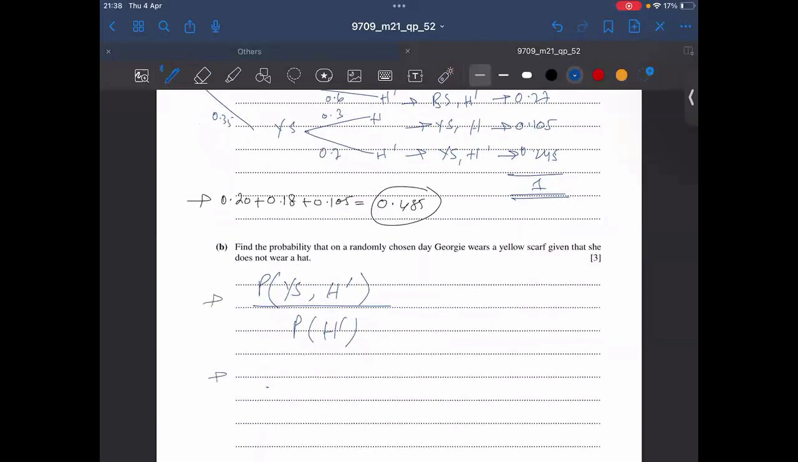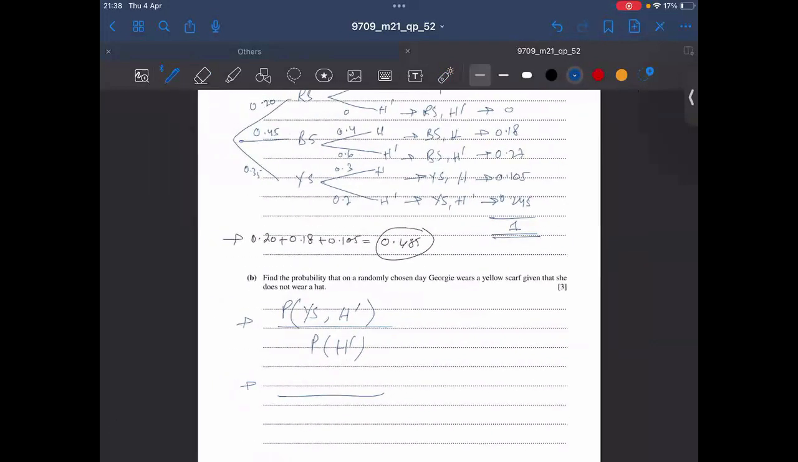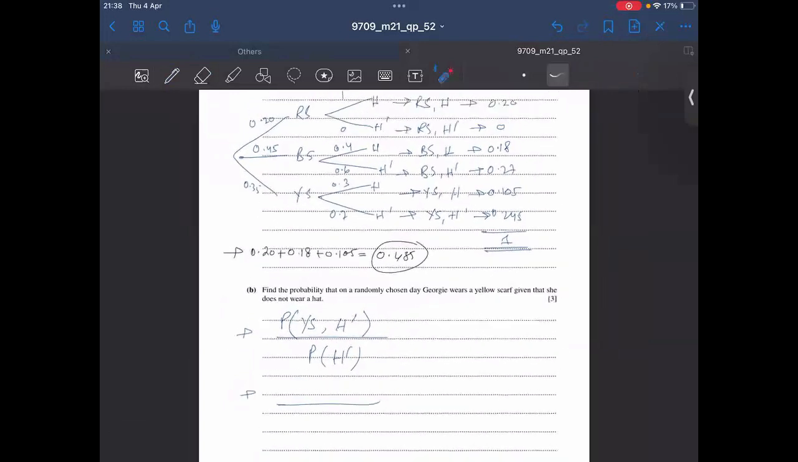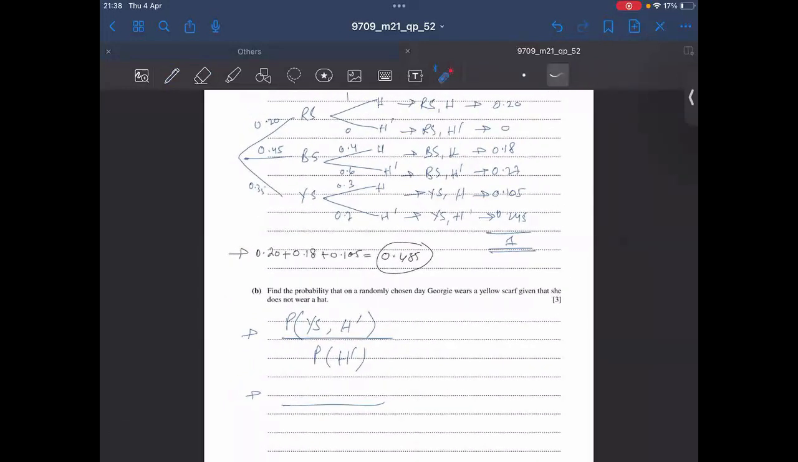And the probability that she's not going to wear a hat is this: 0 plus 0.27 plus 0.245. So these are the probabilities that she does not wear a hat.